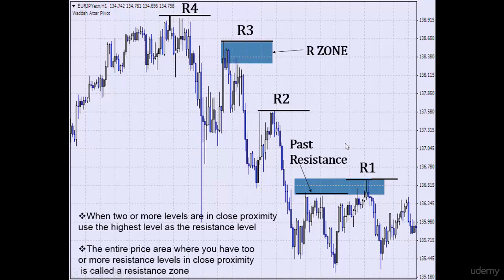Okay, here is another example. We use the highest level. We never use these as the resistance level. We use the highest level. So this is a resistance zone. So whenever the market moves above a resistance level, it's no longer a resistance level. It's now a past resistance level. So the resistance levels on this chart are R1, R2, R3, and R4.